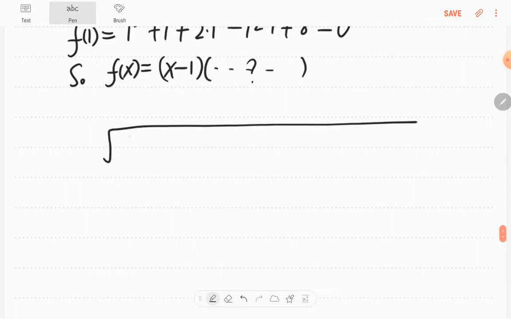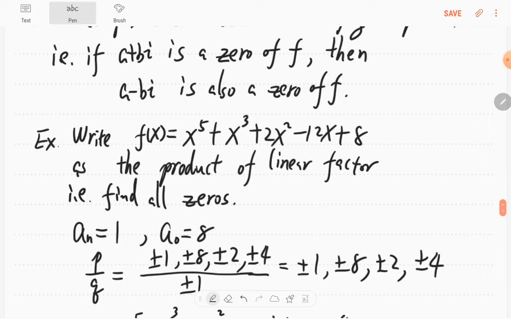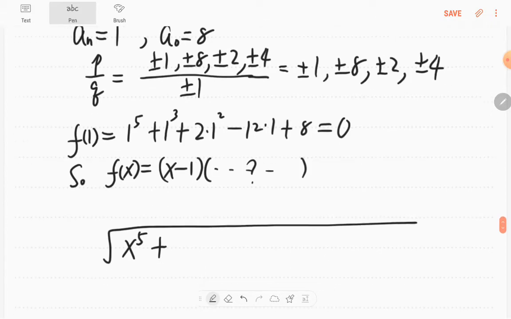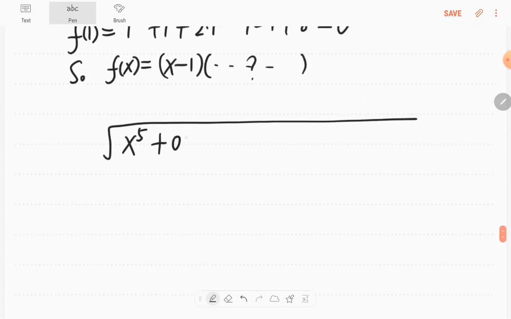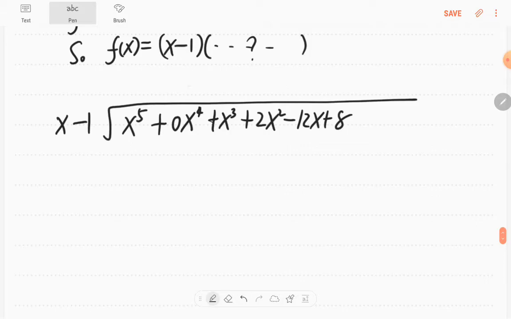So this is x to the fifth plus, we notice that there is a missing term for x to the fourth. As we talked about in long division, we need to add this term. We'll add 0 times x to the fourth, then plus x cubed plus 2x squared minus 12x plus 8. We divide by x minus 1.